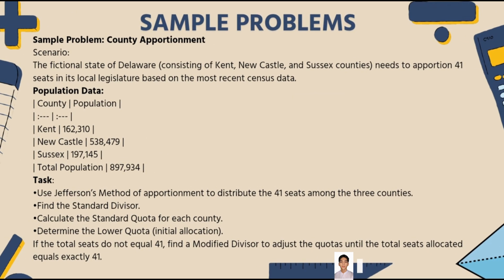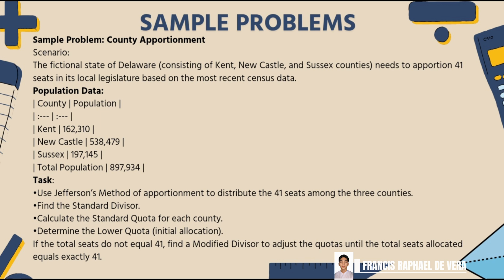Now that we understand the theory, let's look at the practical sample problem. Imagine we're in the state of Delaware, which is made up of 3 counties: Kent, Newcastle, and Sussex. Based on the latest census, our total population across the state is 897,934 people. Our task is to distribute or apportion exactly 41 seats in the local legislature among these 3 counties. To do this fairly, we are going to use Jefferson's method.